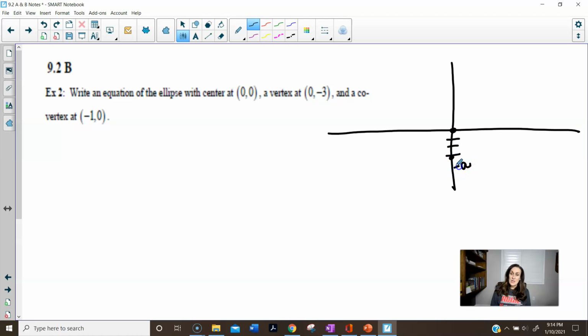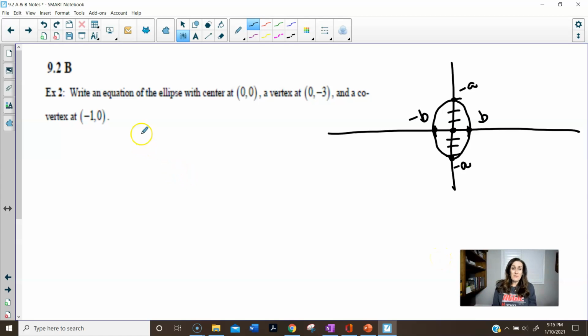And by the way, your a's are always on your major axis. So this is going to be a football because your a's are going up and down. Now the co-vertices are left 1, so there's a b, and right 1. And so you can see that this is going to be an ellipse in the shape of a football. So what does the equation of a football look like?